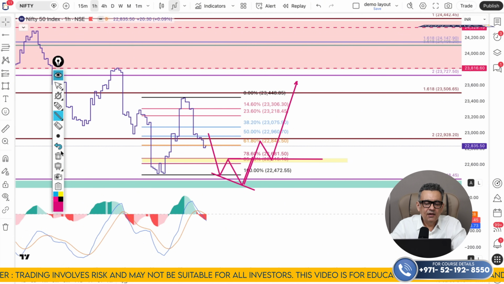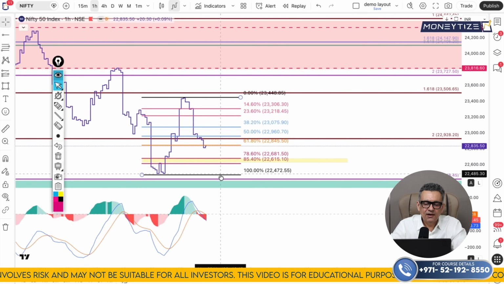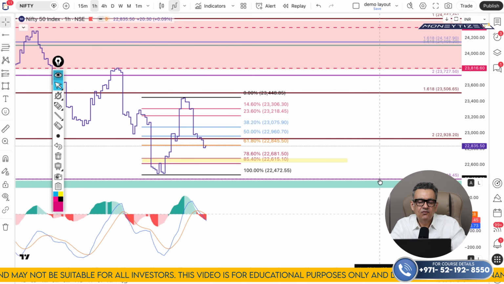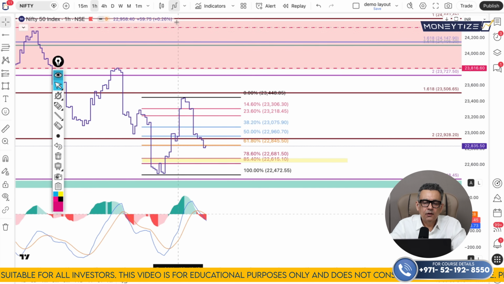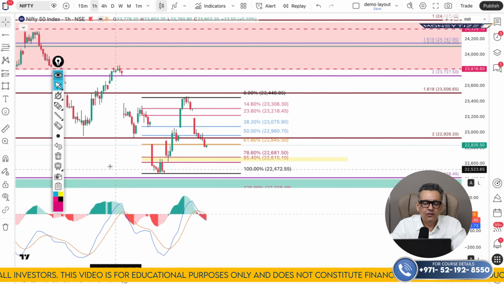So now we are getting very close to the magnet levels, and the magnet levels are taken from the higher time frames, that is monthly, weekly, and daily. So most likely the low is formed. Now let's look at the candle behavior here.